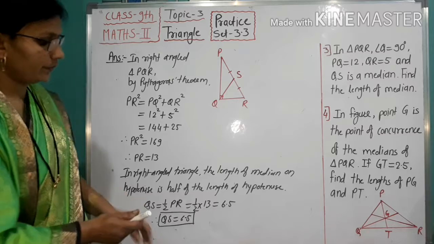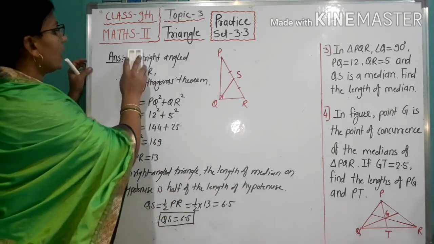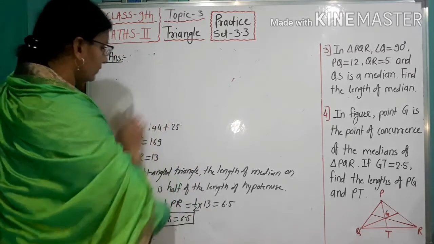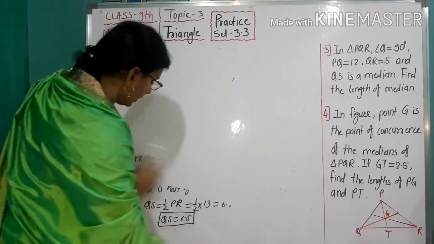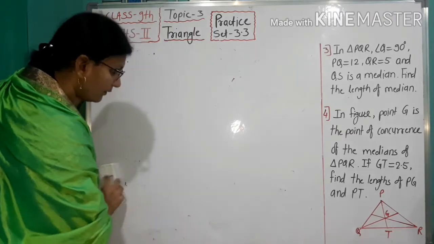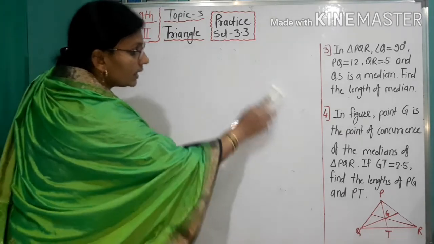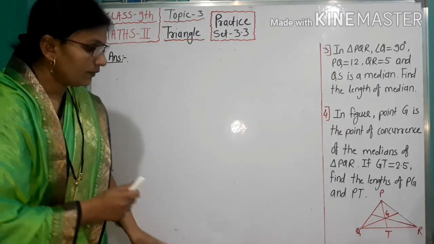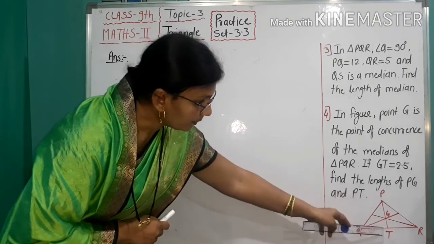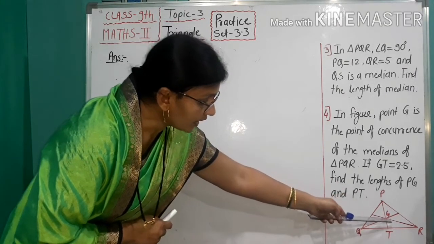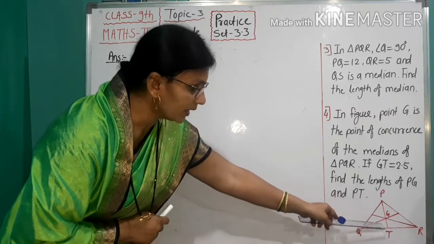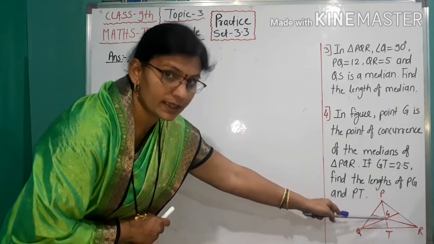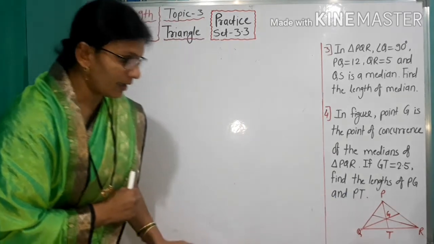Question number 4. In the figure, point G is the point of concurrence of medians of triangle PQR. If GT equals 2.5, find the lengths of PG and PT. In the figure, PT is the median given and point G is the point of concurrence of the medians. Means G is the centroid. G is called the centroid of triangle PQR.